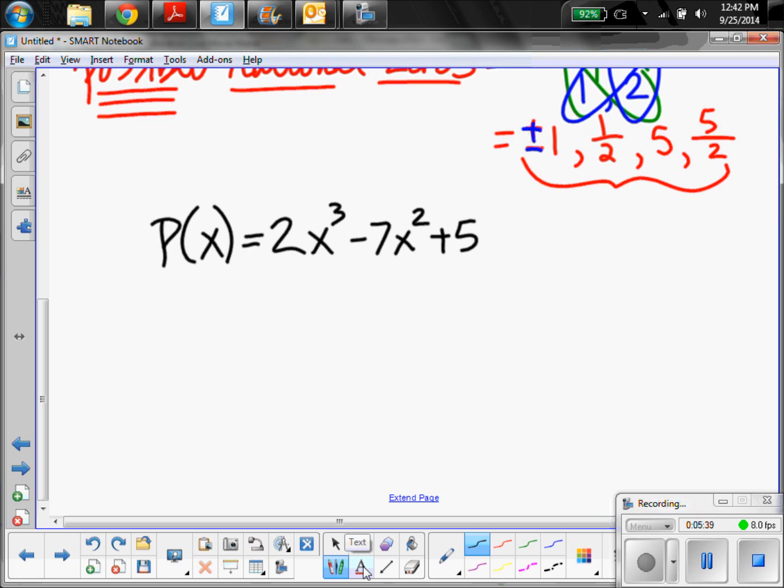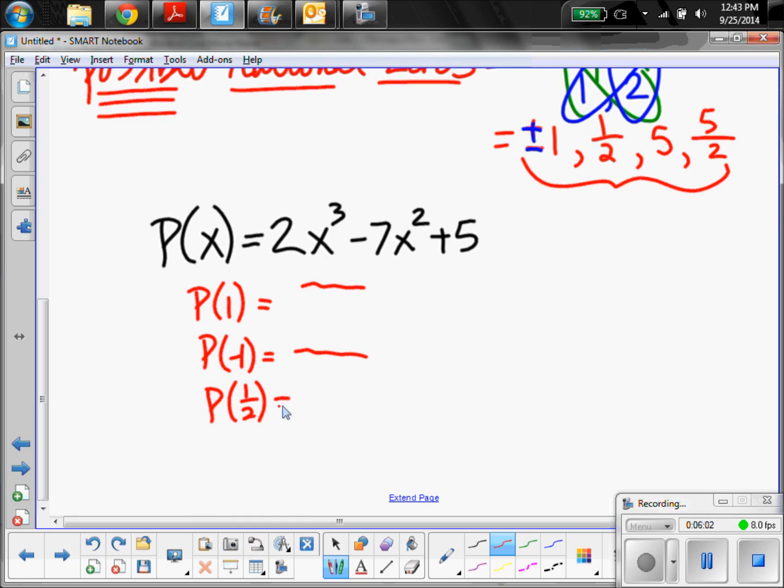Okay, well, I could go to the trouble of literally plugging in every one of those 8 numbers for x. I could find p of 1, do the math. I could find p of negative 1, plugging negative 1 in for x. I could find p of 1/2.